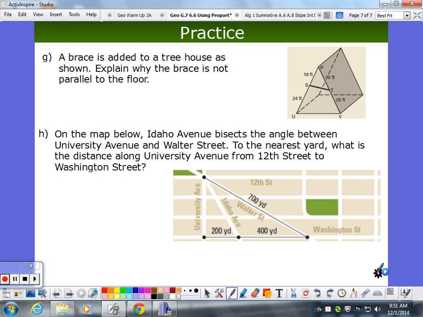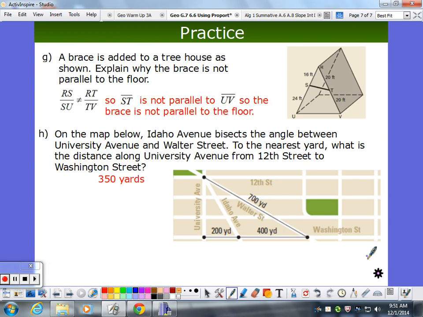Now let's look at these last two. I say that they were not parallel. Now they don't look parallel, but that's not good enough. Maybe it is, it's just a bad drawing. So I said, well, let's see. Does that over that equal that over that? And it did not. So since they didn't equal each other, this one is not parallel to that one.